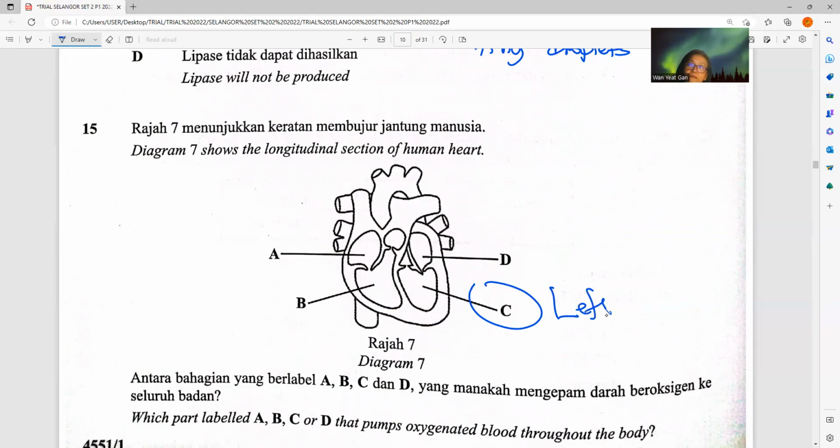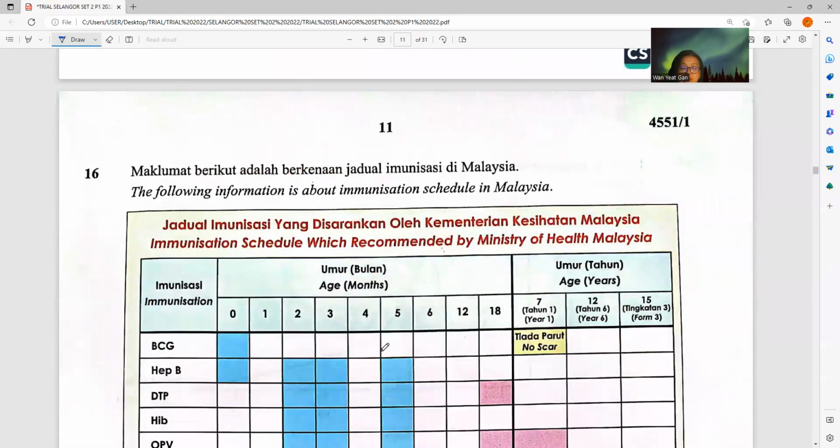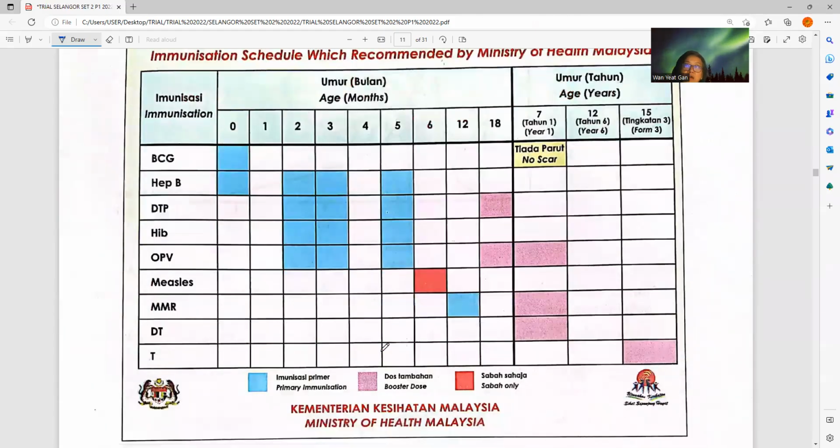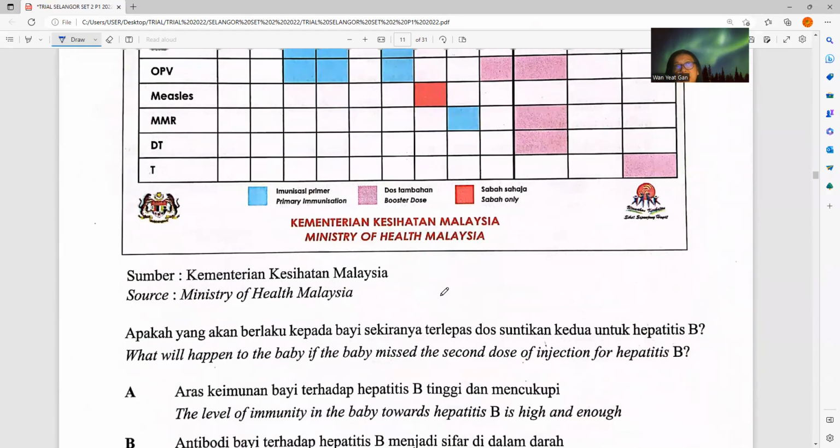C is the left ventricle. The left ventricle is the most muscular chamber of the heart, so it will pump blood throughout the whole body. Question 16. Question 16 is about immunization. What will happen if the baby misses the second dose of injection for hepatitis B?